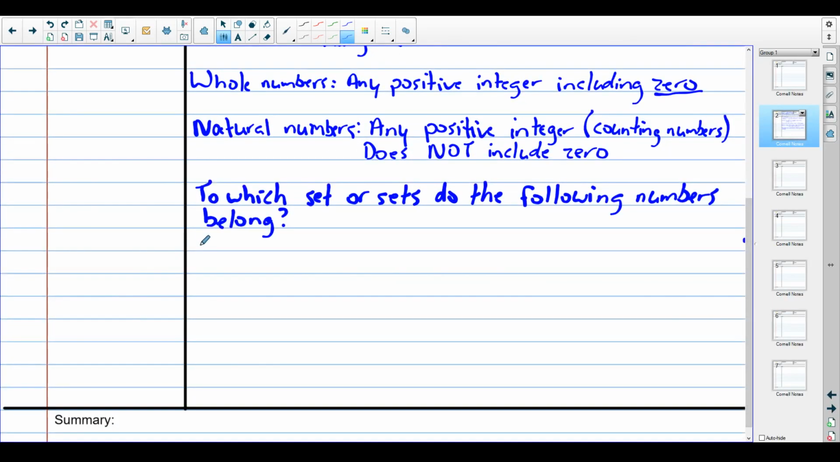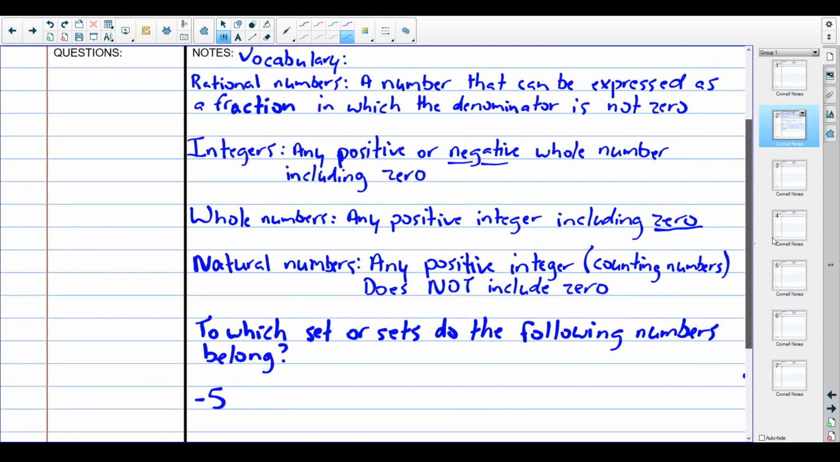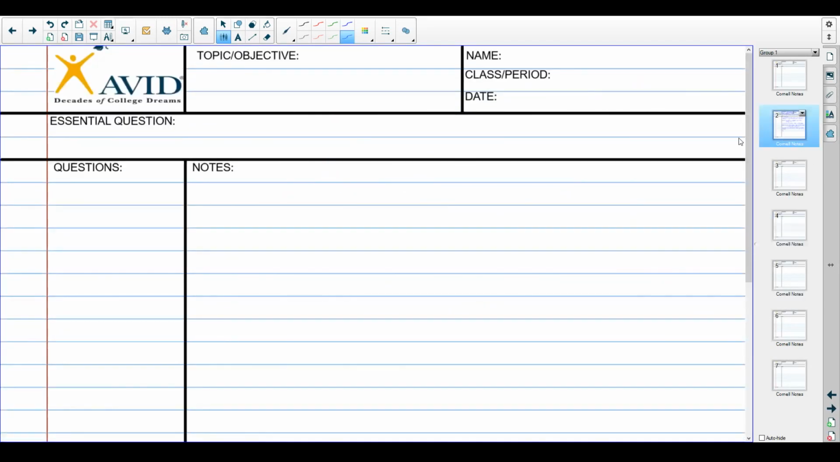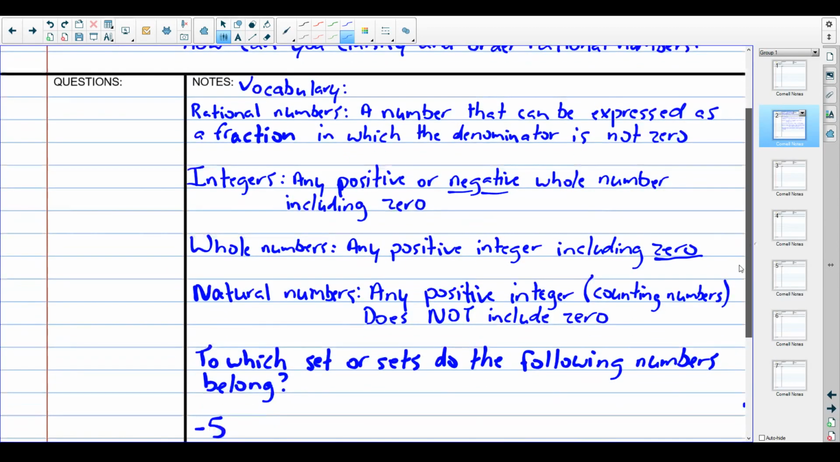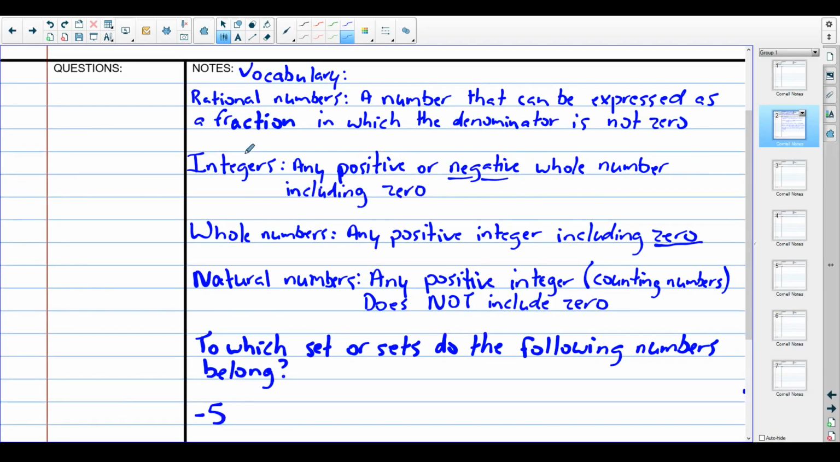Alright, so our first example is -5. If we say -5, I go back to my sets. So can we express that as a fraction? Can you write the number -5 as a fraction? We say yes, we can, because we can say -5 over 1 still equals -5. So we can say -5 is indeed a rational number. I'm just going to put rational.